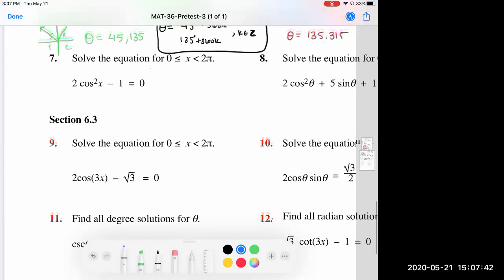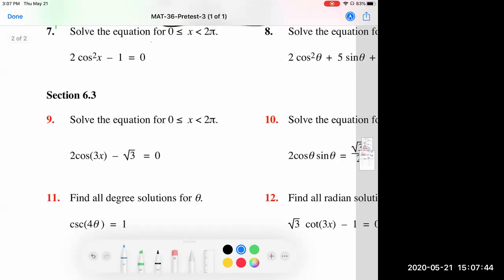All right, continuing with 7. Solve the equation where x is between 0 and 2 pi, of 2 cosine squared x minus 1 equals 0. All right, we want to solve for cosine. So let's go ahead and try to get cosine by itself. So let's do plus 1, plus 1. We have 2 cosine squared x is equal to 1. Divided by 2, divided by 2. And we have cosine squared x is equal to 1/2.